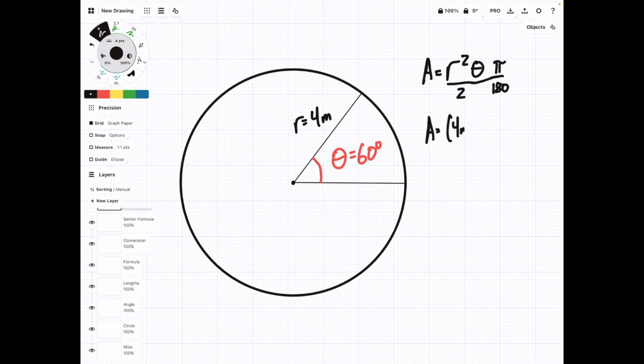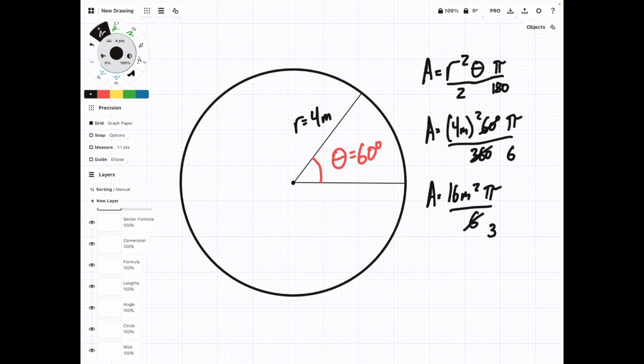This is going to be 4 meters squared times 60 degrees times pi over 360. Then we can take a 60 out of this. This becomes 6. And then, let's see, we have 16 meters squared times pi over 6. Let's pull a 2 out of each of these. So this becomes 3, and this becomes 8. And area is equal to 8 pi over 3 meters squared.